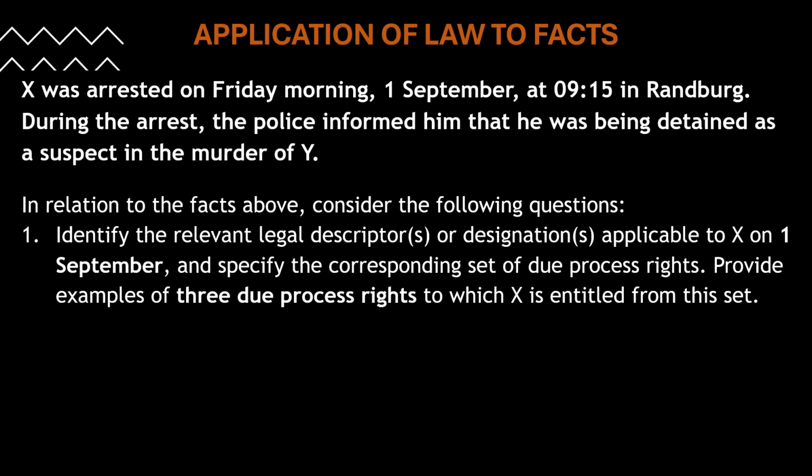Here we go. Question 1. Identify the relevant legal descriptor or descriptors or designations applicable to X on 1 September and specify the corresponding set of due process rights. You must also provide examples of 3 due process rights to which X is entitled from this identified set.